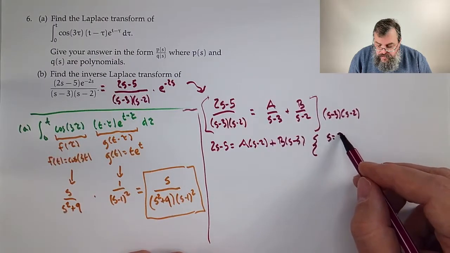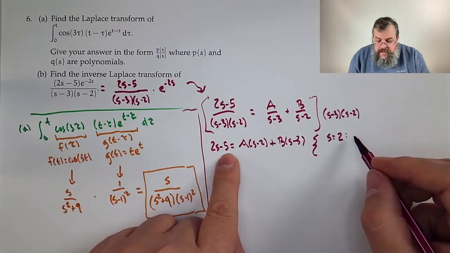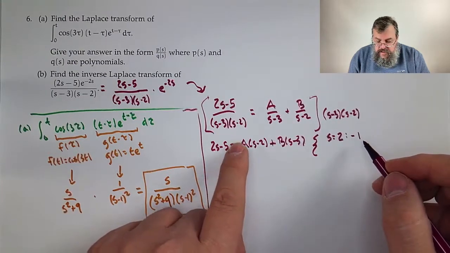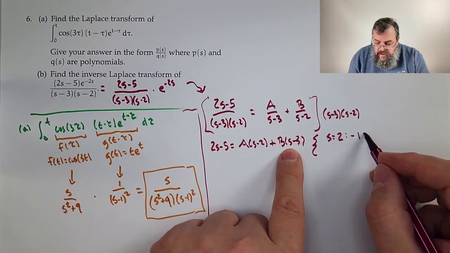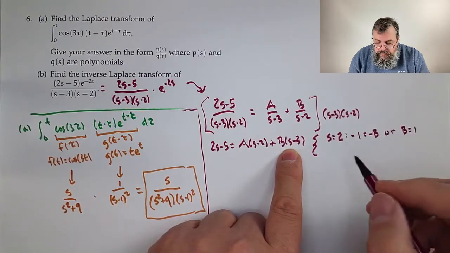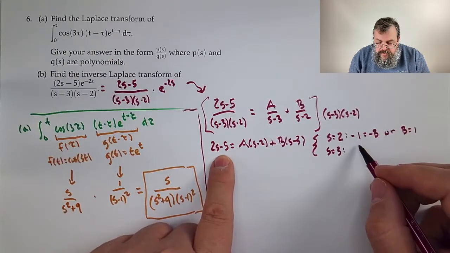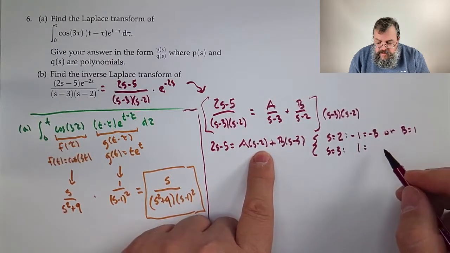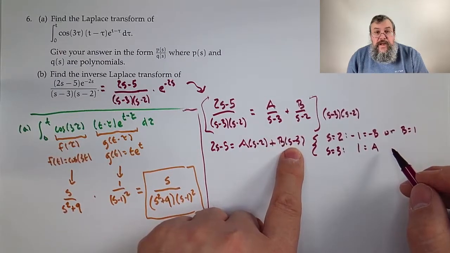When we plug in 2, we see 4 minus 5, that's minus 1, equals 0. And then we have b times 2 minus 3, well, that's minus b. Okay, so b has to equal 1. If we plug in 3, we get 6 minus 5, which is plus 1, is equal to a times 3 minus 2, which is plus a, and b times 0.